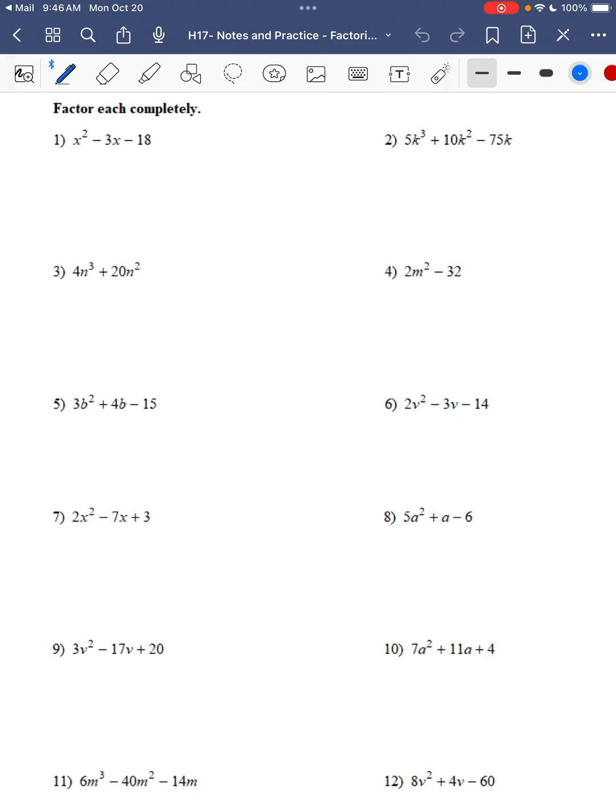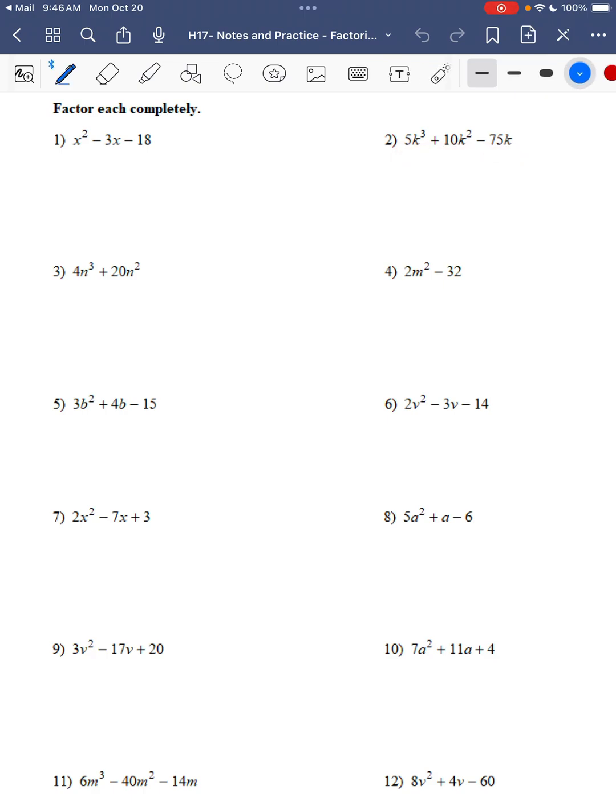All right, so first you have to remember that you want to check for a greatest common factor. So when you check for a greatest common factor, you're looking at all the parts and you're asking yourself, do they have any factors in common? So like x squared, 3x, and 18 don't. But like over here, I noticed that 5 goes into all these coefficients, and the letter k is involved. So I'm going to be taking out a 5 and a k.